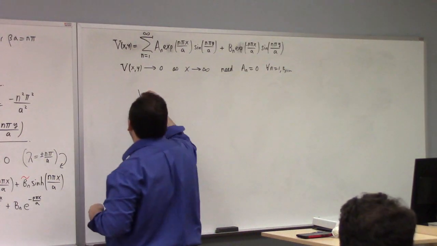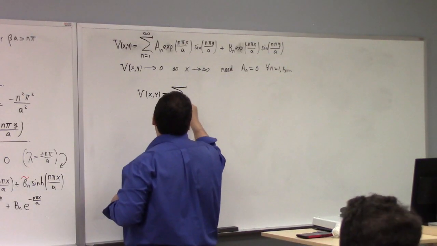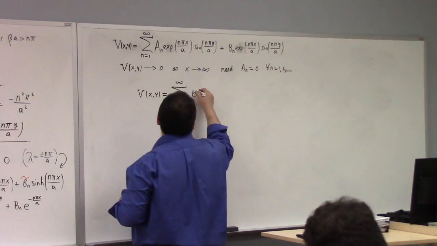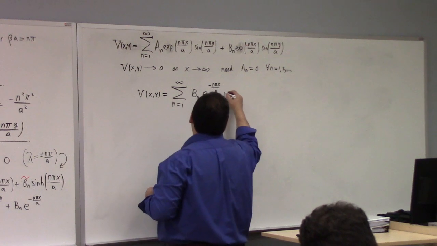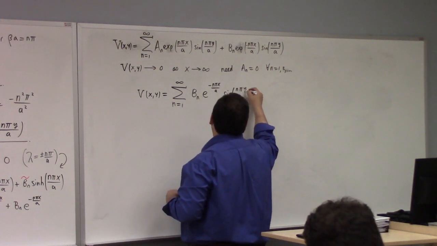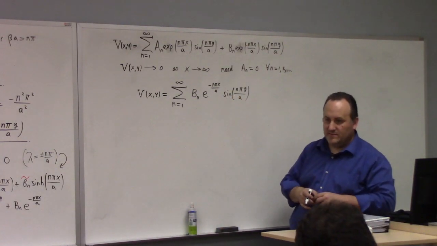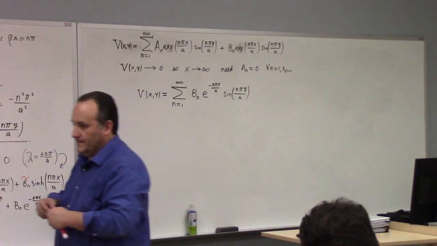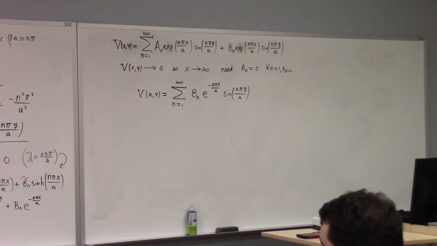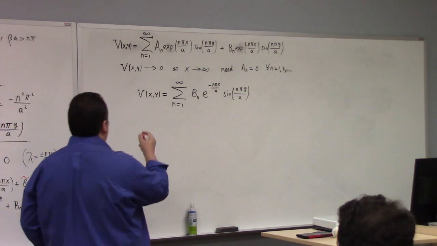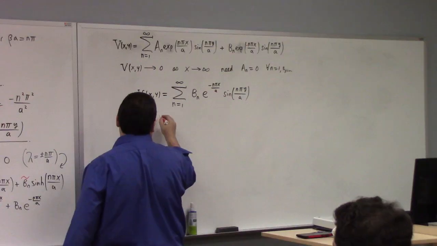So now we have reached v of x, y equal to the sum, n equals 1 to infinity, of b sub n e to the minus n pi x over a, sine of n pi y over a. All right. Now there's one boundary condition still standing, isn't there? The one boundary condition that we have not yet applied is what? We also have v of 0.